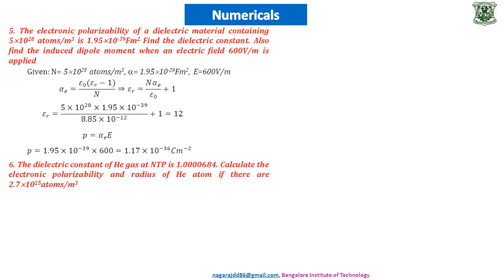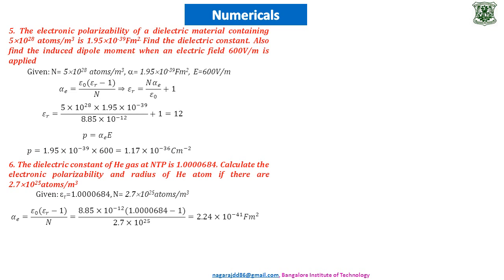Next question. Dielectric constant of helium gas is 1.0000684. Calculate electronic polarizability and radius of the helium atom if there are so many atoms per meter cube. So we have one extra calculation here, that is radius of the atom. As usual, list out the data and then think of the equation for alpha E, which we already used in the previous two problems. Then simplify.